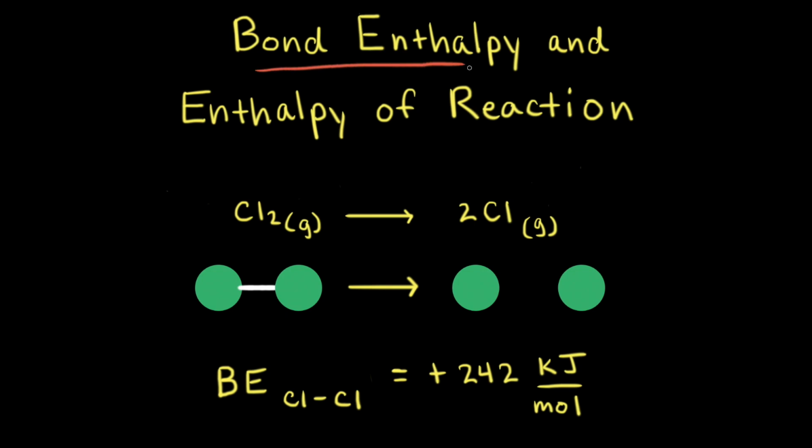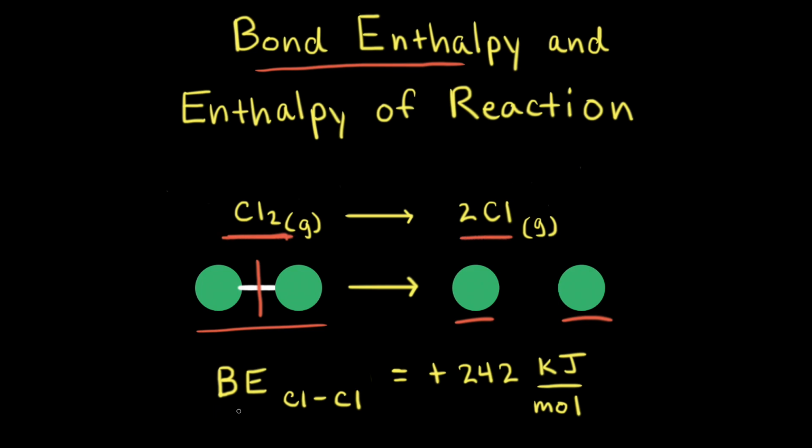Bond enthalpy is the change in enthalpy, or delta H, for breaking a particular bond in 1 mole of a gaseous substance. If we think about the diatomic chlorine molecule, Cl2, down here is a little picture of Cl2. Each of the green spheres is a chlorine atom, and they're bonded together by a single covalent bond. It would take energy to break this bond in diatomic chlorine gas and turn Cl2 into 2 individual chlorine atoms. So we're going from Cl2 in the gaseous state to 2Cl.